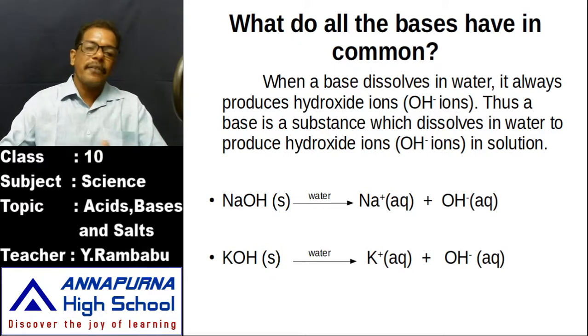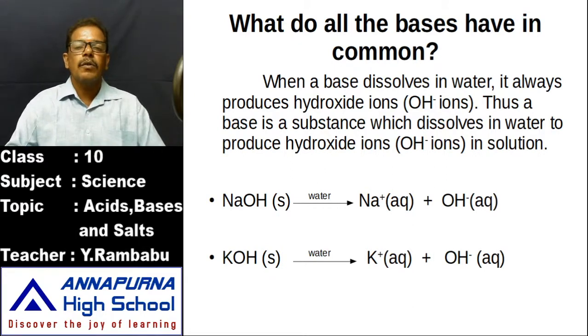That's why we define these bases in another way. Bases are the substances which produce OH minus ions in water. Or simply, when a base dissolves in water, it always produces OH minus ions, not only sodium hydroxide or potassium hydroxide, any base. Thus a base is a substance which dissolves in water to produce OH minus ions in solution. That means it is the presence of OH minus ions which imparts basic nature to the substance.